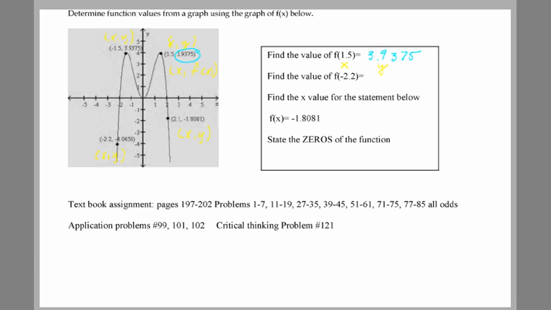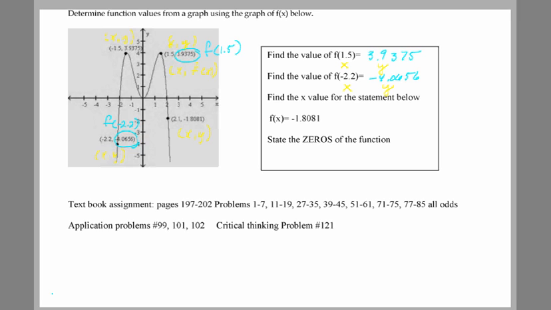So for the next one, if I put in a value of negative 2.2, I need to find its corresponding y coordinate or y value. So let's find an ordered pair that has an x value of negative 2.2, easy enough to find, stands around here. Its y value is my f of negative 2.2. So f of negative 2.2 is negative 4.0656. That's f of negative 2.2. This one is f of 1.5.